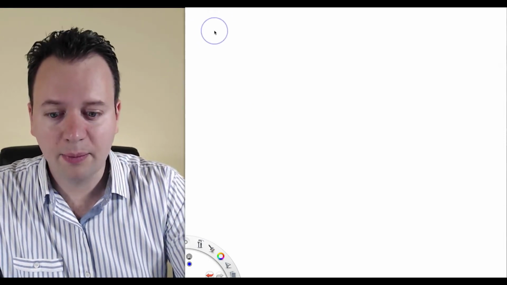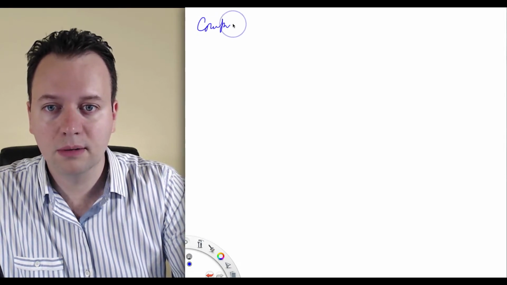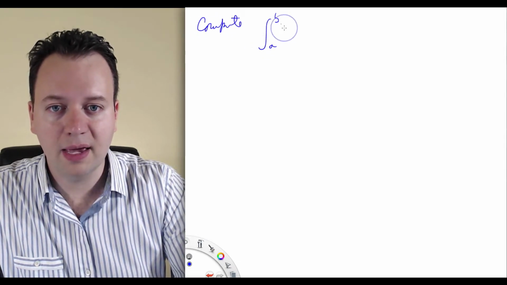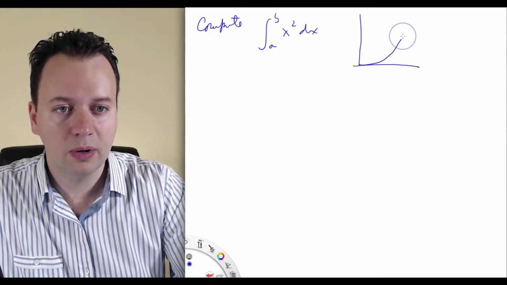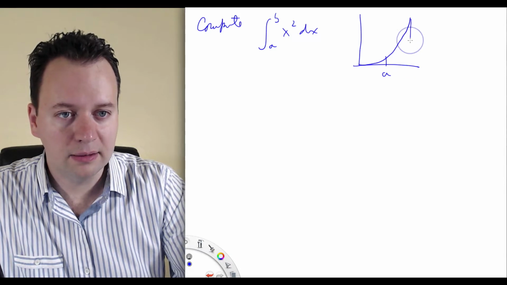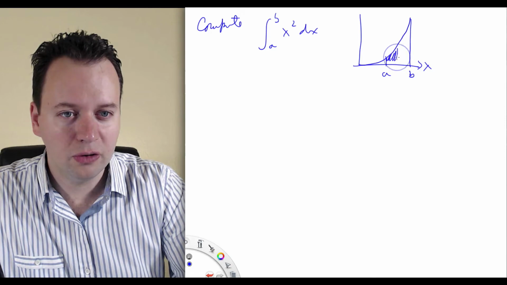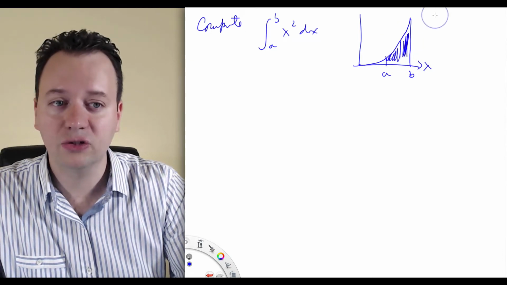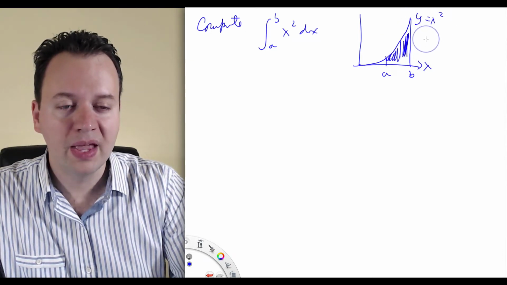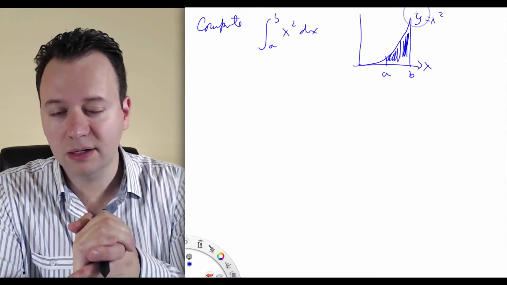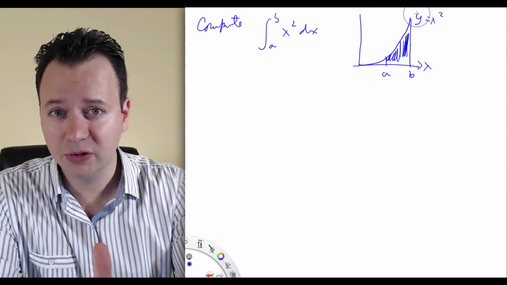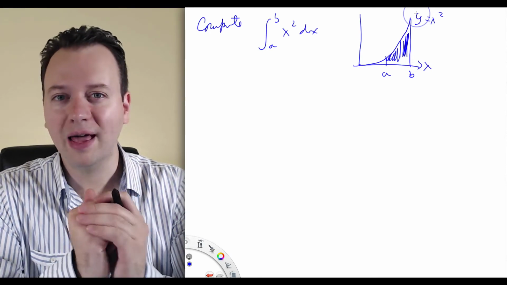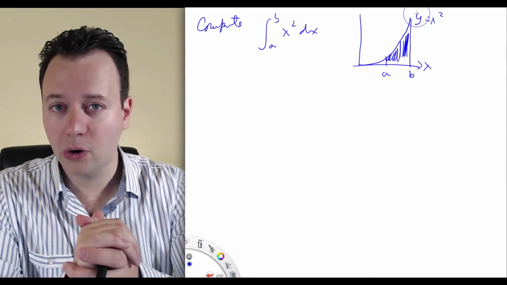So in this example, let's compute the integral from a to b of x squared dx. Here's the graph of x squared, and we go from a to b, and we're actually computing the area under the curve of y equals x squared from a to b. In the previous example where we looked at y equals x, the area under the curve was just the area of a trapezoid.